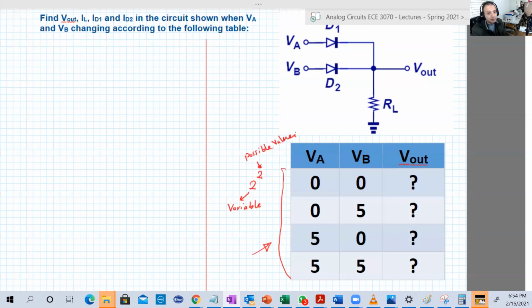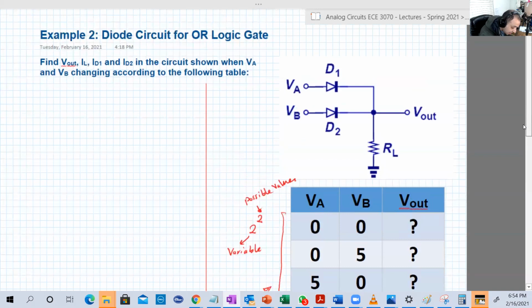This is the requirement. Basically here we are discussing a kind of application, but I will explain it at the end, which is the OR logic gate. I will delay this to the end. I will just solve it as a circuit without touching any possible application for it, just as a circuit, okay?